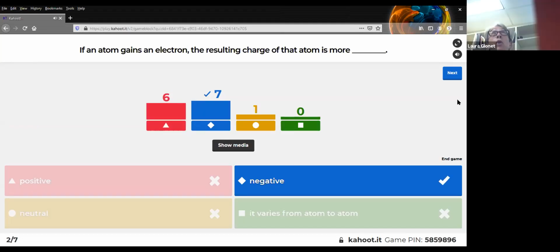Good, because your thought process is, okay, well, what's the charge on an electron? It's negative. If I gain an extra electron or two, then I'm going to have to become more negative, because now the electrons outweigh the number of protons.